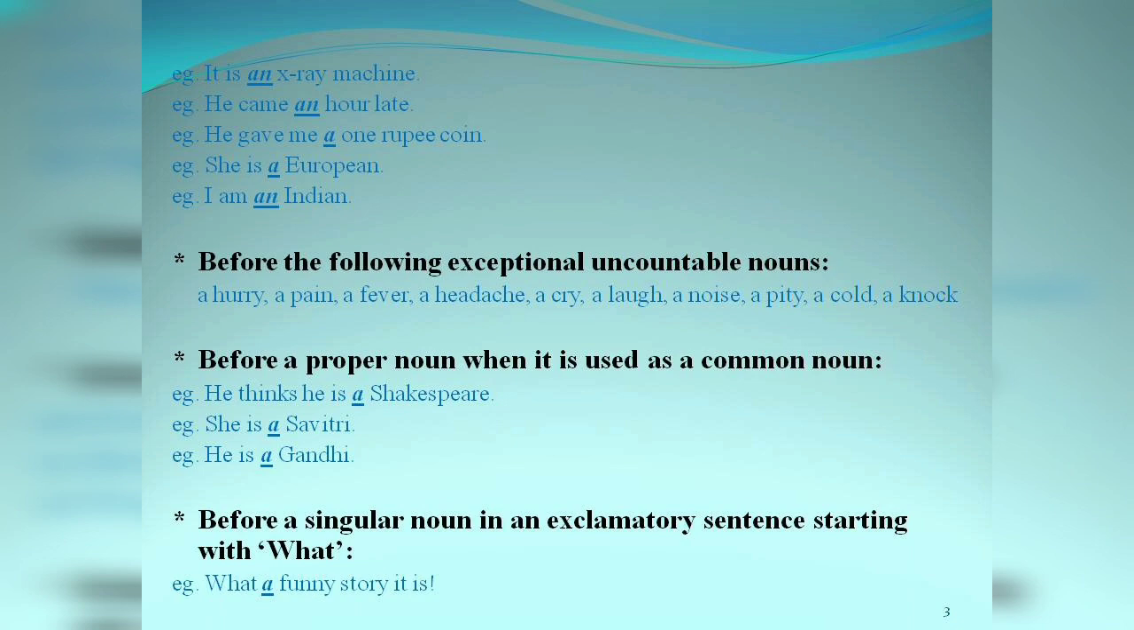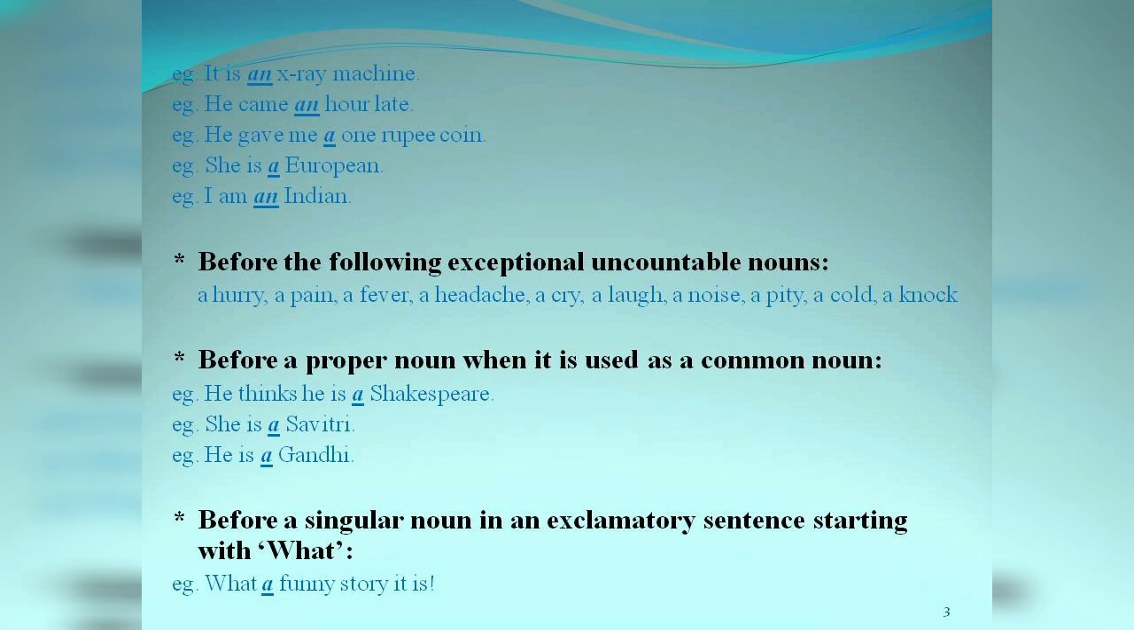And they are: a hurry, a pain, a fever, a headache, a cry, a laugh, a noise, a pity, a cold, a knock. Like when I saw her, she was in a hurry. Okay. Next, I have got a fever today. Okay. And please have a pity on us.